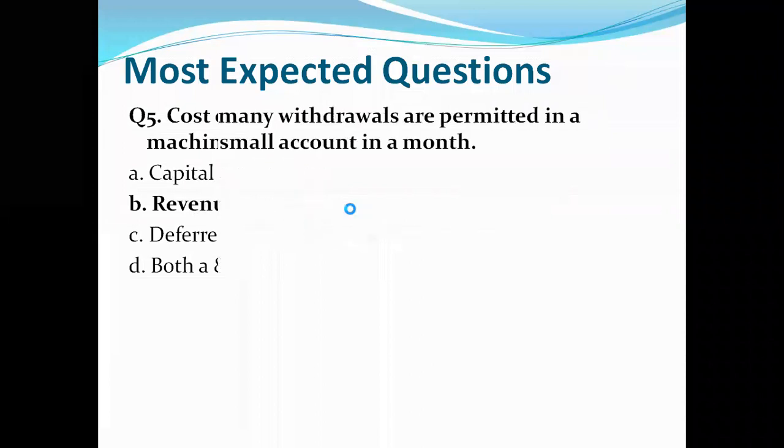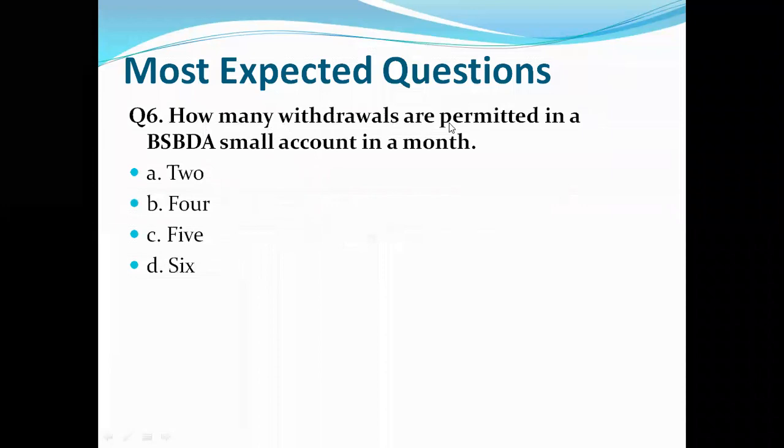Let's move to question number 6. How many withdrawals are permitted in a BSBDA small account in a month? Our options are 2, 4, 5, 6. So let's see what is the correct answer. Correct answer is 4. So in BSBDA accounts, we can allow 4 withdrawals in a month.